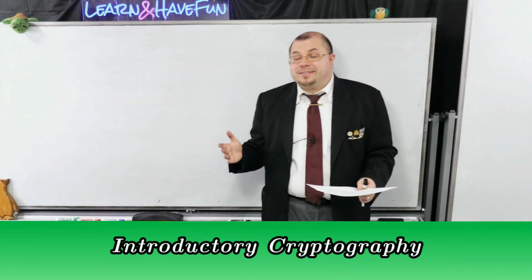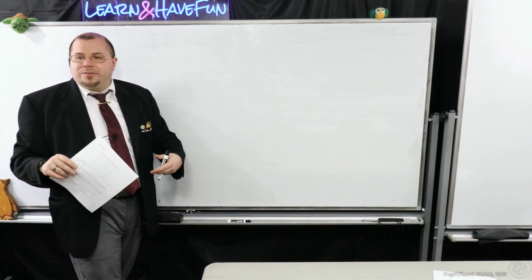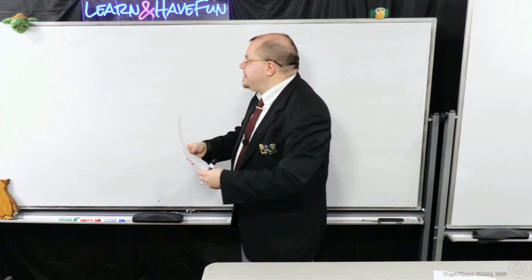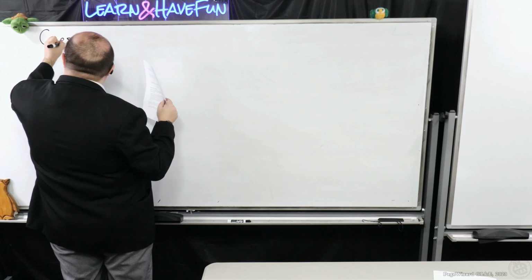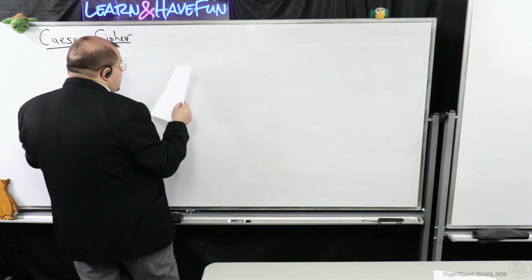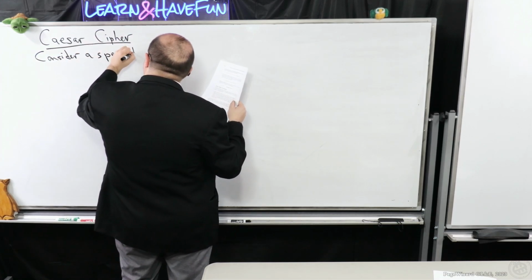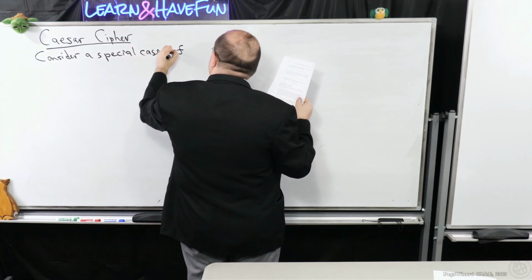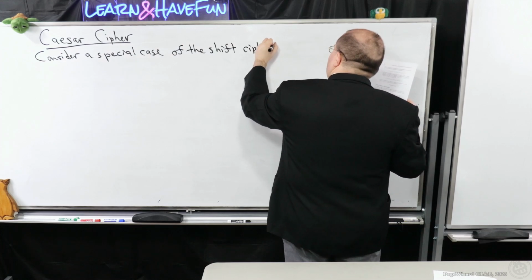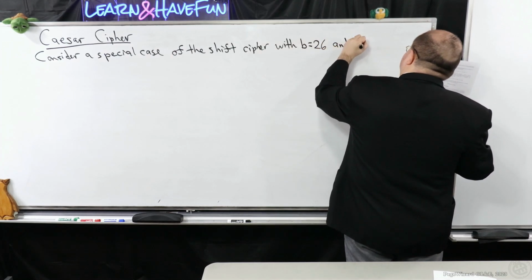We're going to consider a special case now of the shift cipher. To help us understand how the shift cipher works and some of the vulnerabilities it has, we're going to consider a special case of it called the Caesar cipher. This is simply an example of a shift cipher with B equal to 26, and the key is always going to be 3.